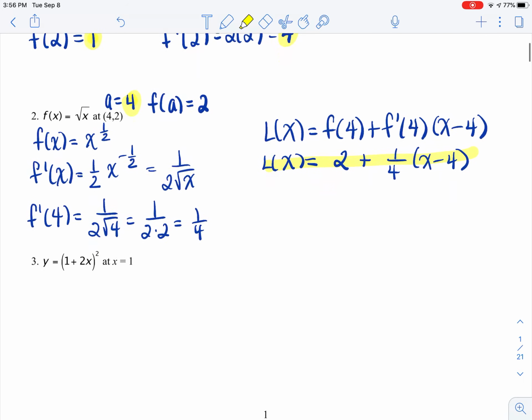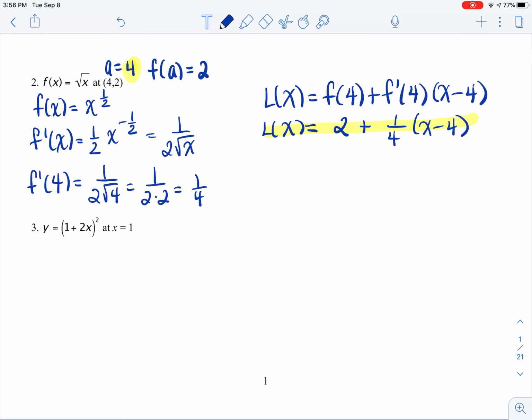Just to do a little bit of recap with derivative rules, the third example involves a slightly harder derivative, but the concept is mostly the same. We're being asked to write the equation of the tangent line at x equals 1. That's a fancy way of saying a equals 1. So you'll notice in this case I don't have f of a, in other words f of 1. So I'm going to start by plugging in 1 plus 2 times 1 squared, which comes out to be 3 squared, which is 9.